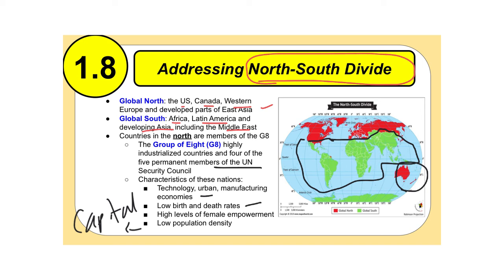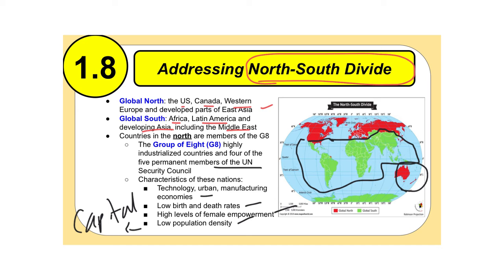They have low birth and death rates, and they have high levels of female empowerment. It may not feel like that here in the United States to many, but compared to other parts of the world, we do have high levels of female empowerment. And we have low population density. These are characteristics of global North countries.